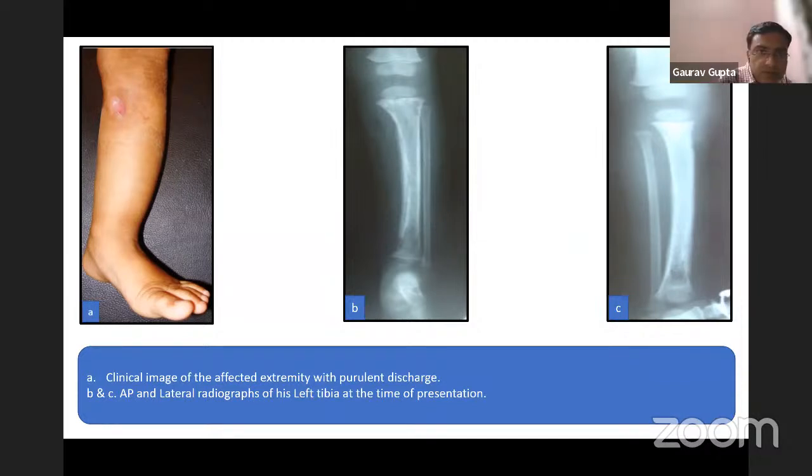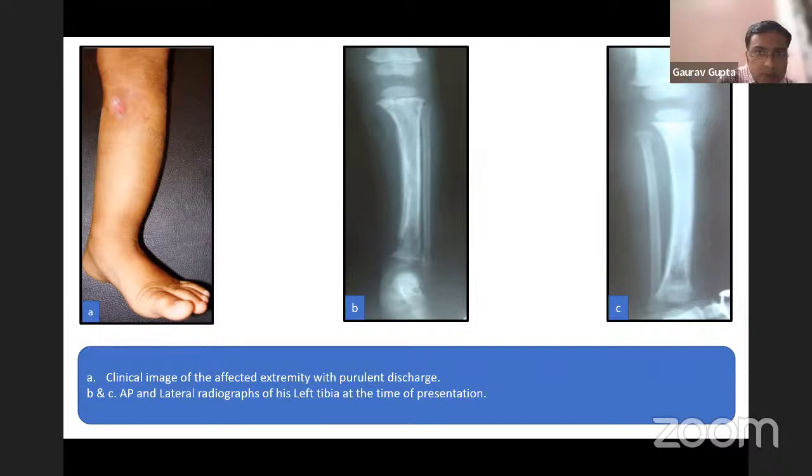Right. So he did just an I&D, and then as the pus kept on coming, they got imaging, and now they show this is a pan-osseous osteomyelitis, and the patient was referred to us. So again, this is the same story as we discussed in the last case.